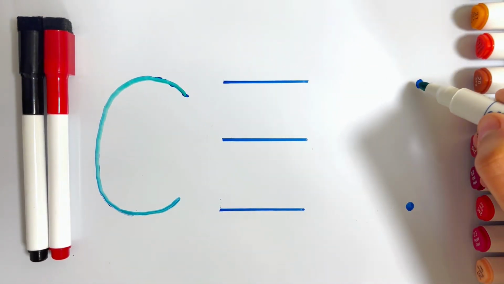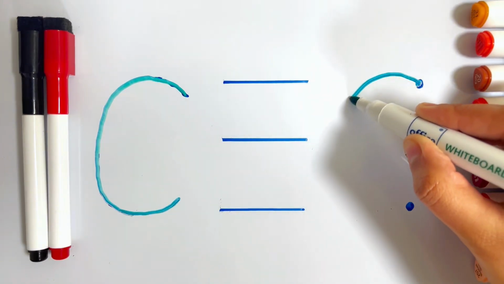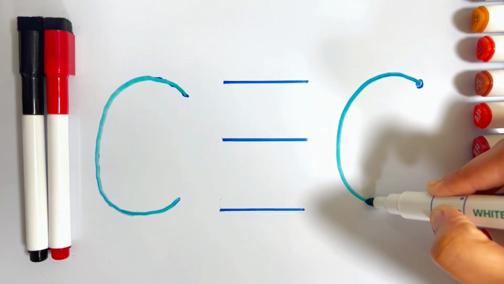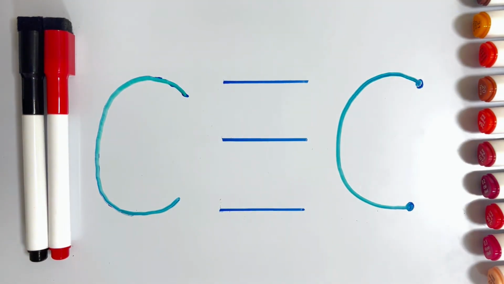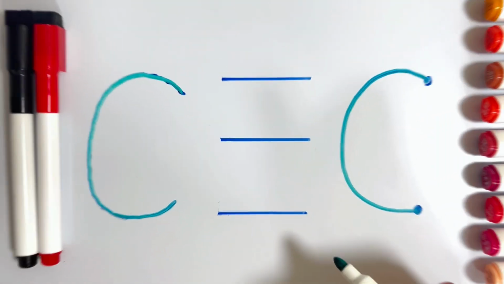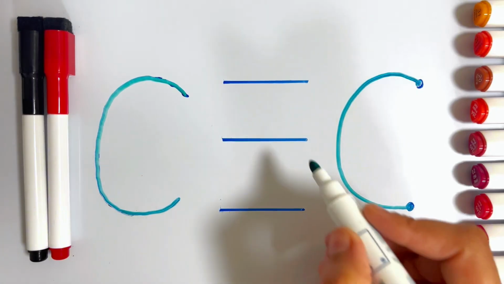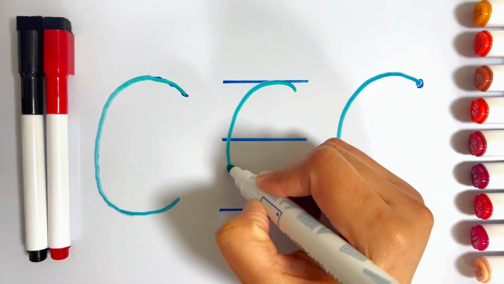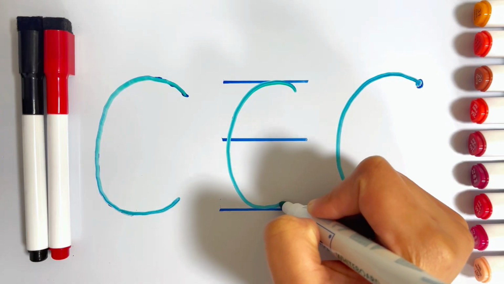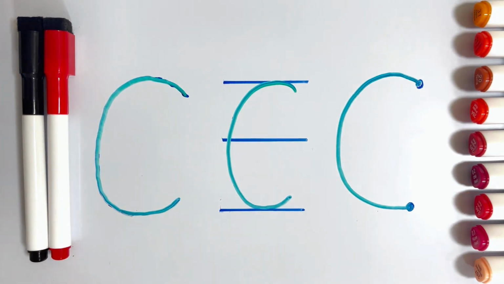Join dots to write C. A big curve to the left. C. Let's try writing C. A big curve to the left. C.